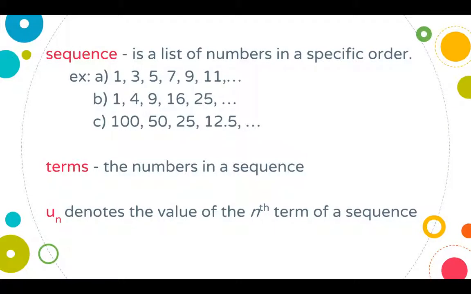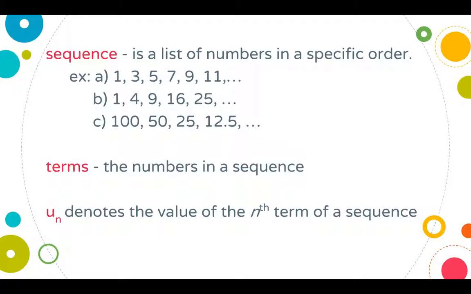The first vocabulary word is sequence, and a sequence is a list of numbers that are written in a specific order. So for example, A, B, and C, I have a list of numbers there, and these are all considered sequences. The next vocabulary word is a term, and a term describes the numbers that are in a sequence.